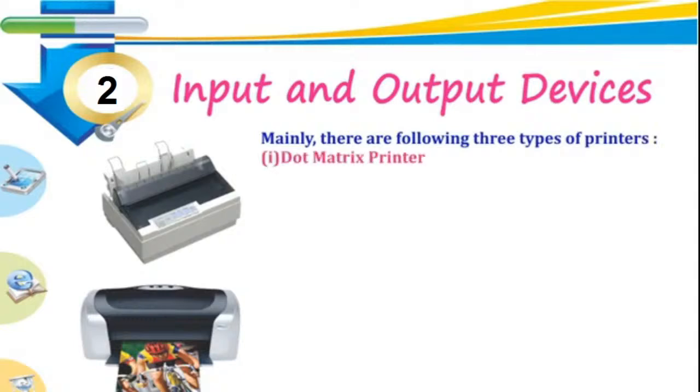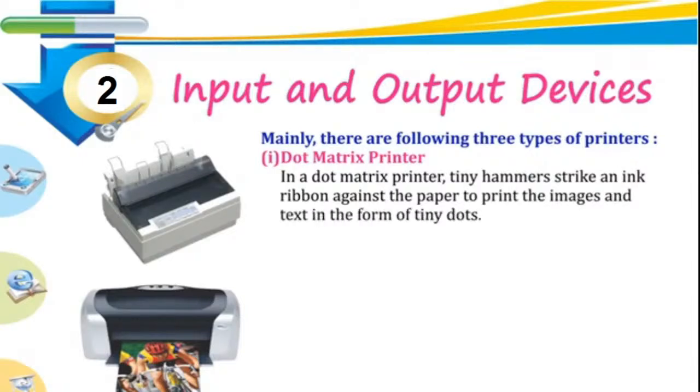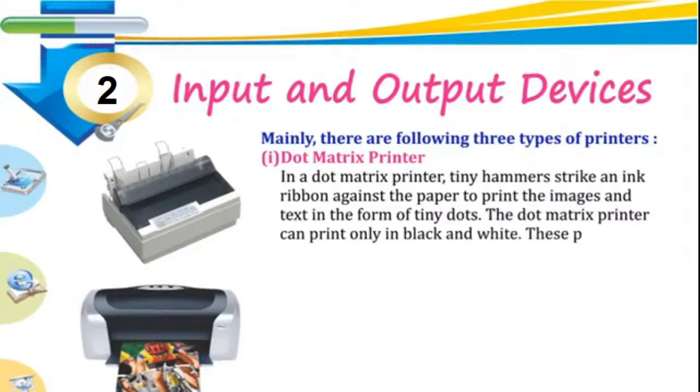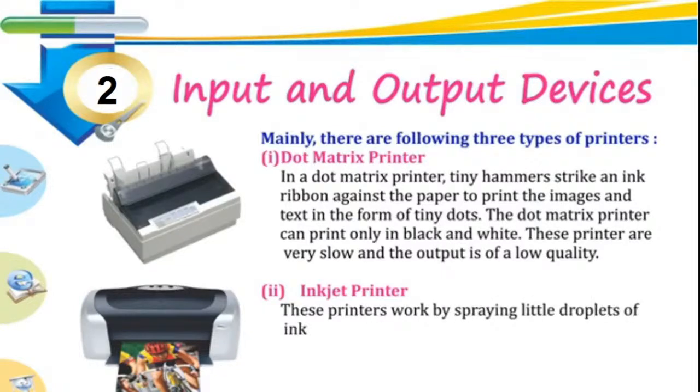Mainly, there are following three types of printers. First, dot matrix printer. In a dot matrix printer, tiny hammers strike an ink ribbon against the paper to print the images and text in the form of tiny dots. The dot matrix printer can print only in black and white. These printers are very slow and the output is of a low quality.